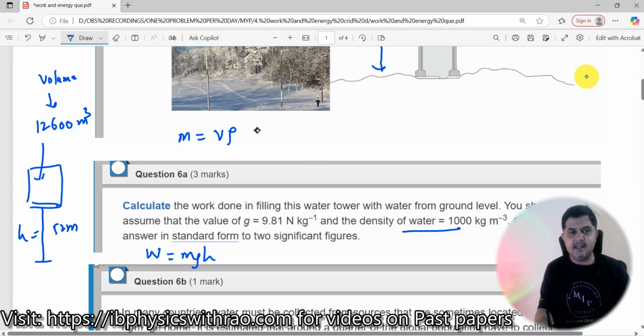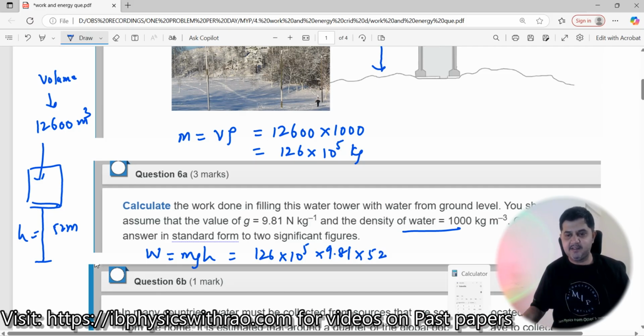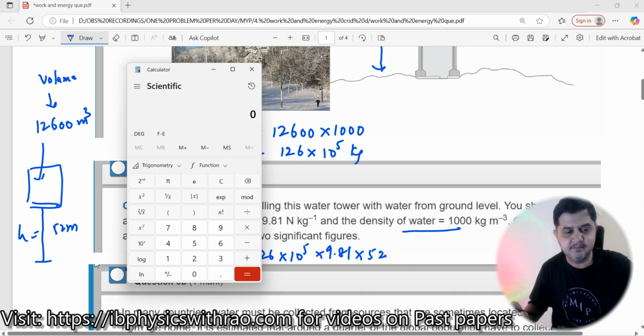Both are given. So multiply these two, which will be 12,600 multiplied by 1000, which will give me 126 times 10 to the power of 2 and here it is 3, 10 to the power of 5 kg. This is the mass of the water that has to be kept on the top. I will write this as 126 multiplied by 10 to the power of 5 multiplied by 9.81 multiplied by 52. Now let us calculate this value and find out the final answer.